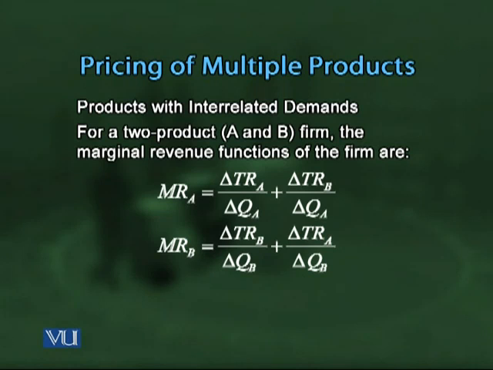Similarly, for the second equation, you can see that we have explained mathematically that the marginal revenue of product B is equal to delta TRB, that is the change in total revenue of product B with respect to the sale of product B itself, plus the change in revenue of product A with respect to an additional sale of product B. So the firm has to consider these interrelations.